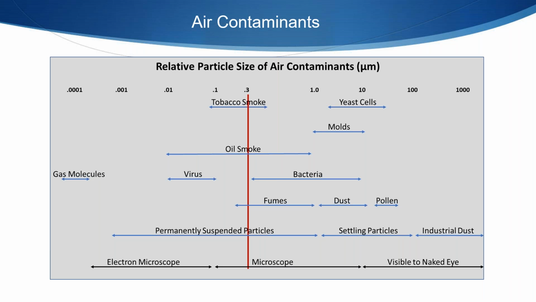What you're seeing on the screen now is a list of various air contaminants, showing the relative particle size of different types of air contaminants. Even though UV is used for a lot of different purposes, for much of the presentation we're going to talk about viruses, specifically the coronavirus, because that's at the forefront of everybody's thoughts these days.